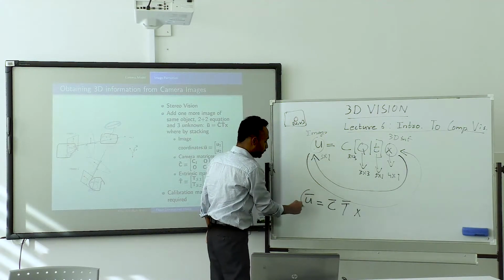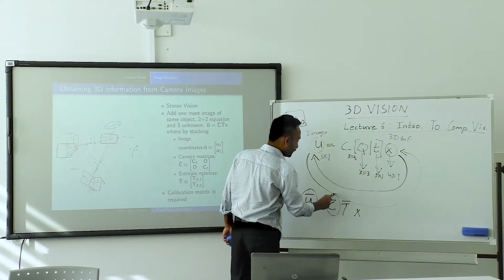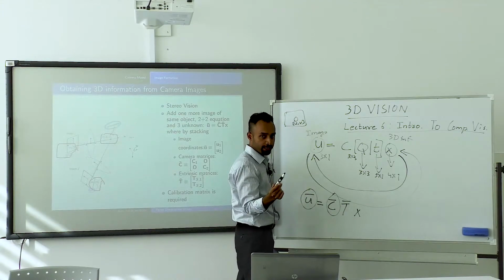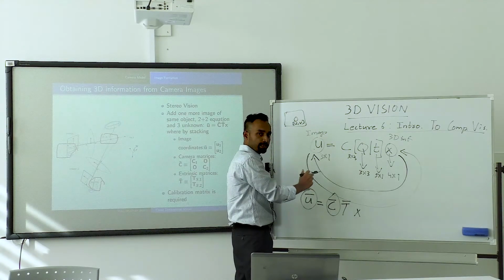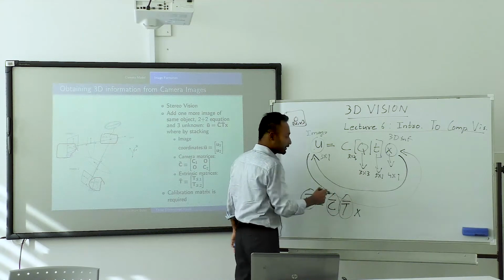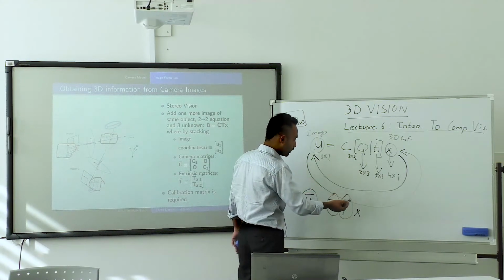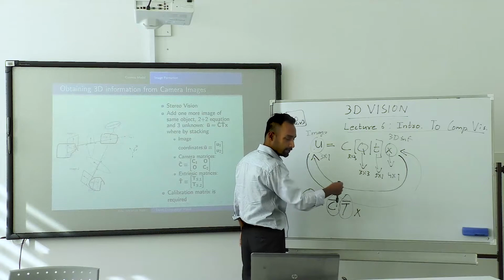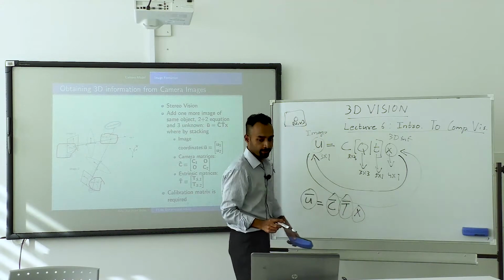This U bar will have information about two different image points. This will have information about two different cameras, if there are two different cameras that are used, or the camera information from a single camera. And this will have the extrinsic information from two different cameras, or from the same camera and the relative position of the same camera. And this is the 3D point which you need to obtain.